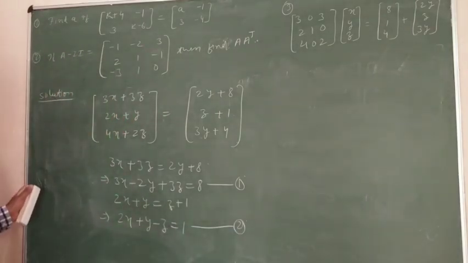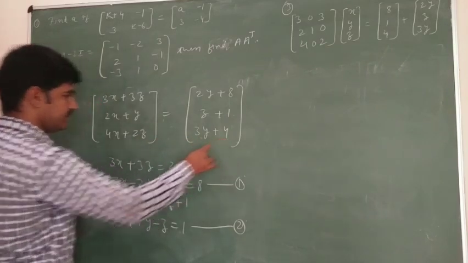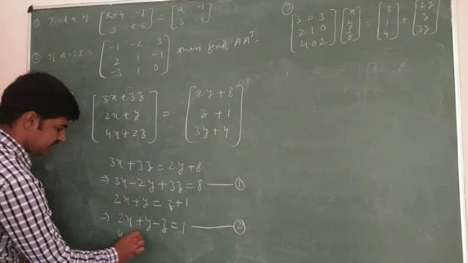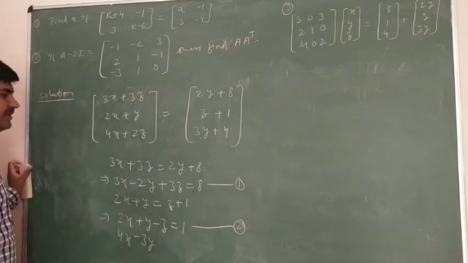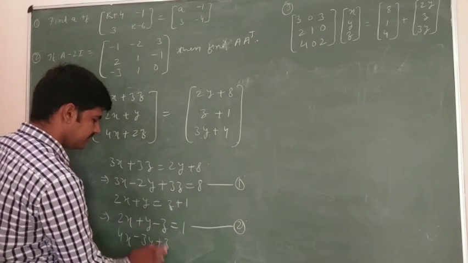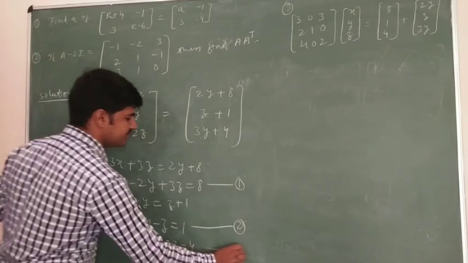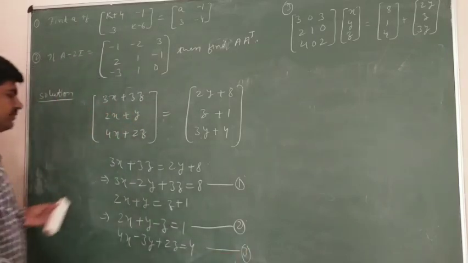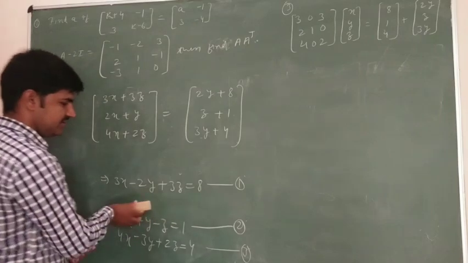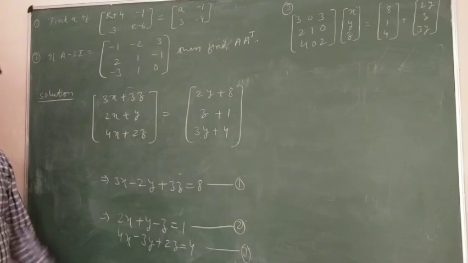Now the third equation is 4x plus 2z is equal to 3y plus 4, and that can be written as 4x minus 3y plus 2z is equal to 4. This is equation number third. We have got a system of equations, students, a system of linear equations in three variables. This is to be solved.